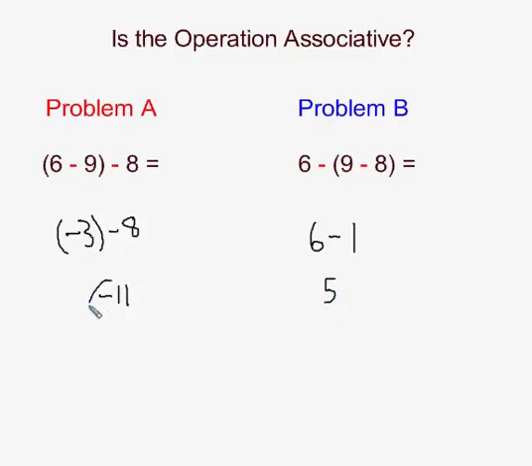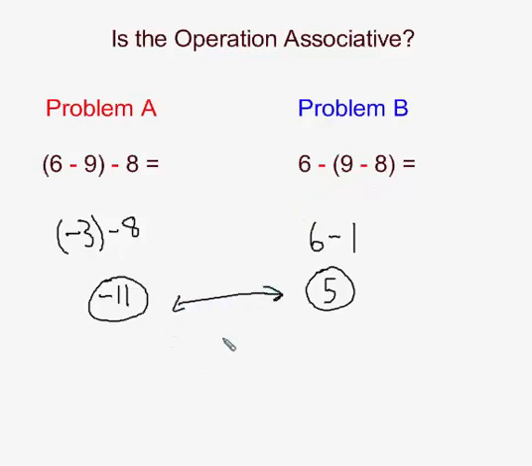So I did not get the same answer in problem A as in problem B. So that means the order in which you perform the operations makes a difference. If you perform the one on the left first, then the right, you get a different answer than if you perform the one on the right and then the one on the left. That means that subtraction is not associative because we got different answers to problem A than we did problem B.